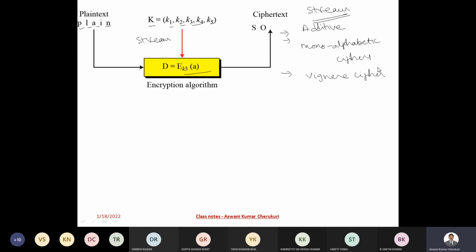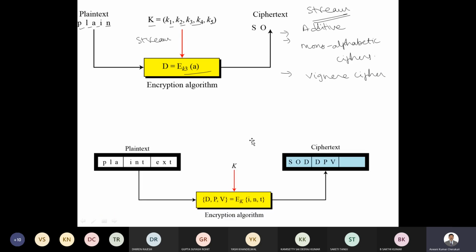Now, typically, if you notice the block cipher, this is how you are doing the block cipher. Are you able to see? This is the block cipher. So what you do, you take the plaintext.